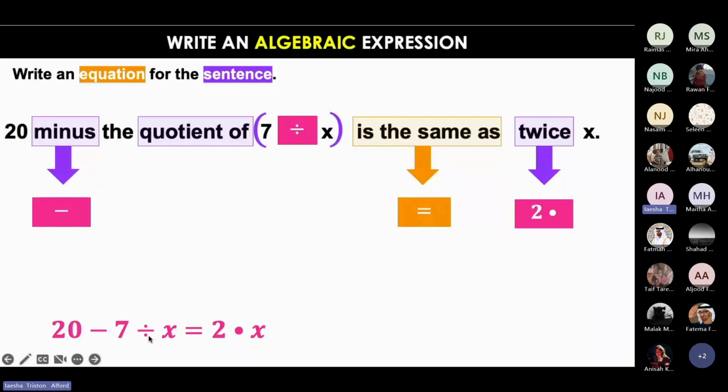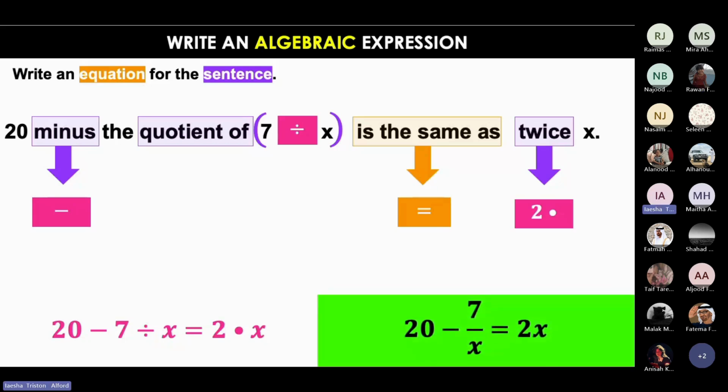In grade 9, do we use this symbol for division? No. What should we write instead? Fraction bar, right? So the best answer is going to be the one in the green. Remember the divide symbol, we're going to use the fraction bar. And remember that when we have multiply with the variable, we do not write it. We just put it side by side, the number and the variable.